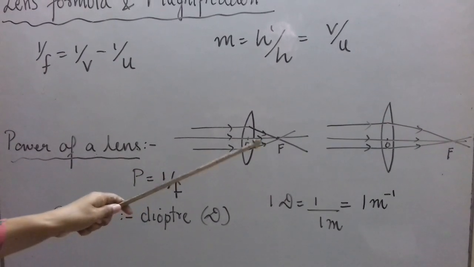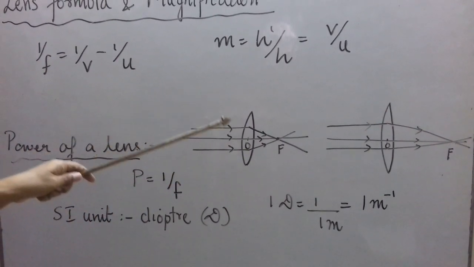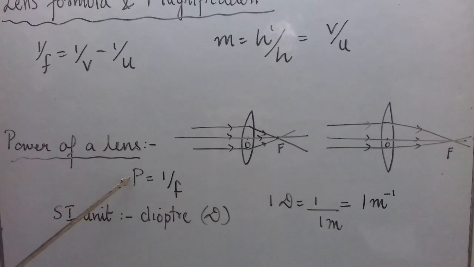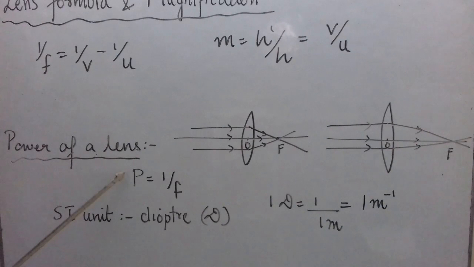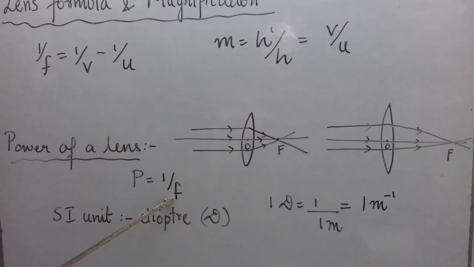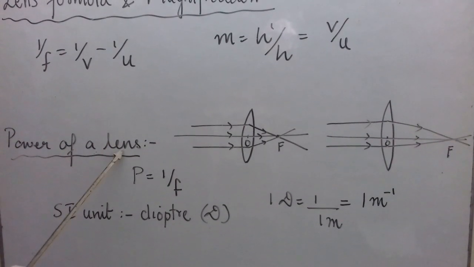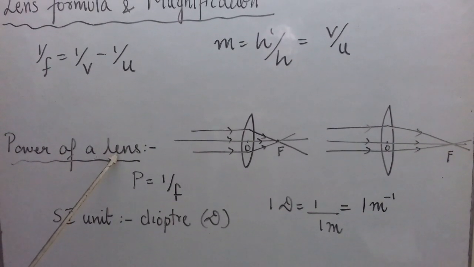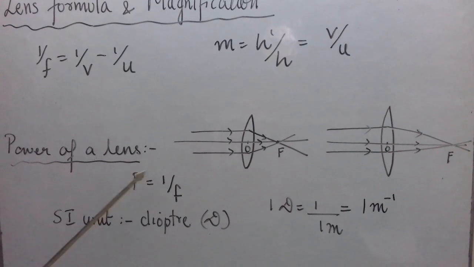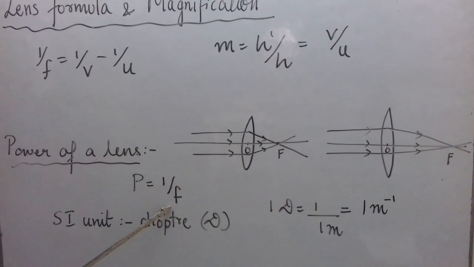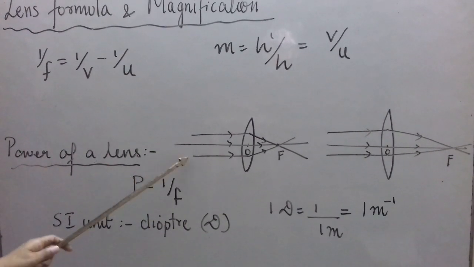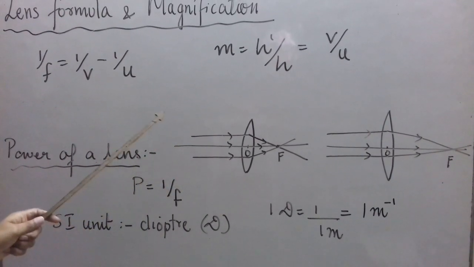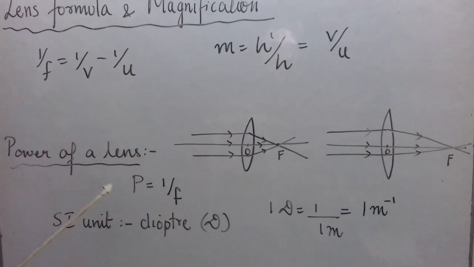We know that shorter is the focal length, more is the converging power of the lens. It means focal length is shorter, power is more. So they are inversely proportional to each other, and we can always remember to define power of a lens in a simple way by giving its quantitative definition, that is, power of a lens is the reciprocal of its focal length. Shorter is the focal length, more is the power. In this case, it is converging power. In the concave lens, it will be diverging power.